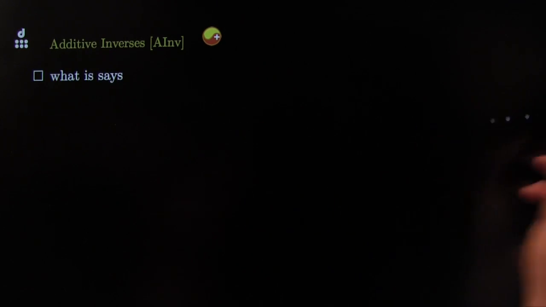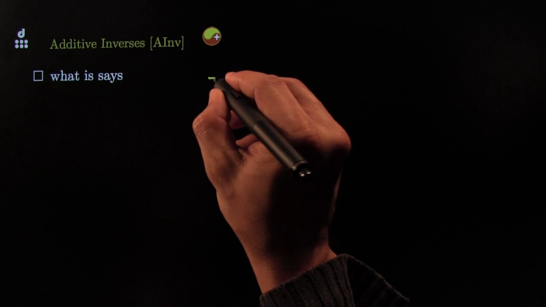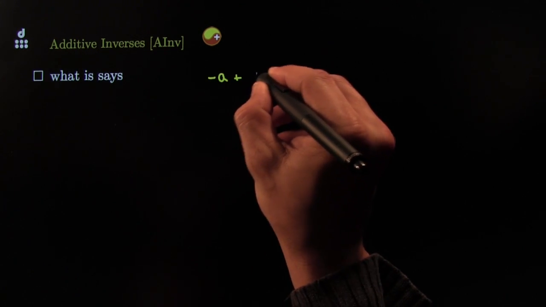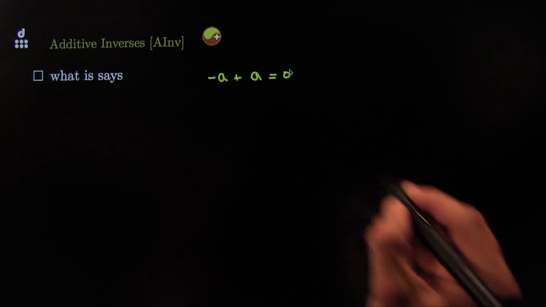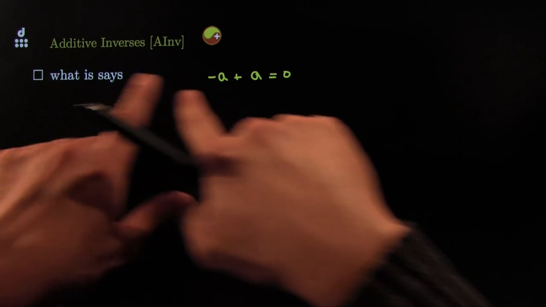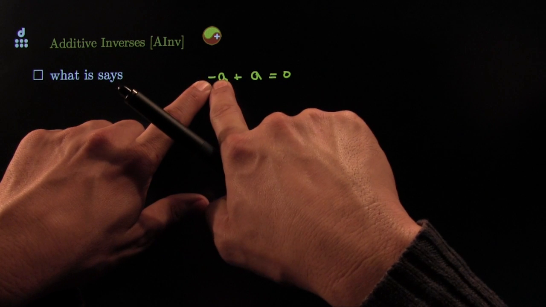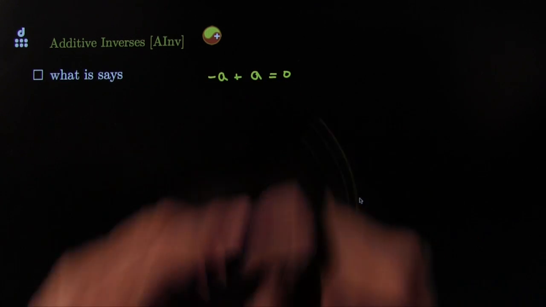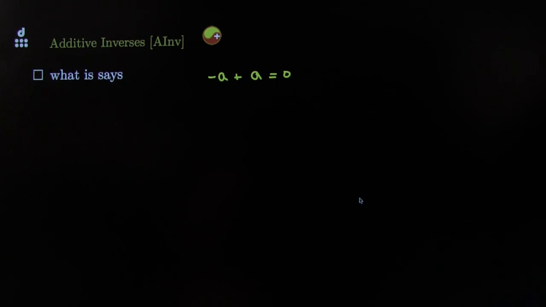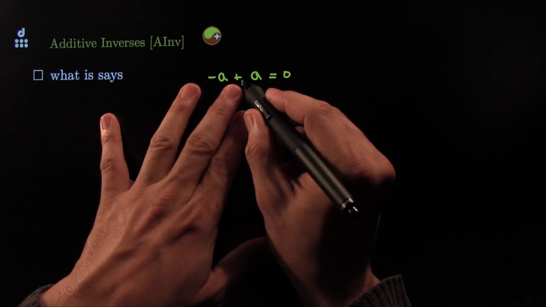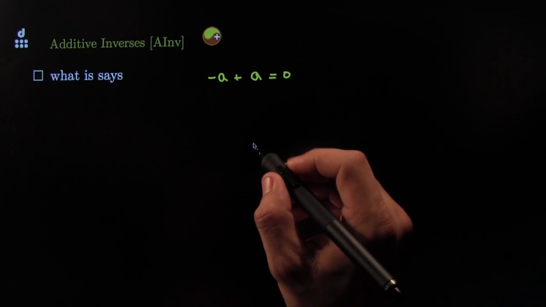Additive inverse, what it says is that negative a plus a kill each other and give you 0. That's what it says. In fact, it defines what these negatives mean. They are characterized by the fact that they kill the positive version of them and they give you 0. Negative a was born to be the killer of a. That's it.